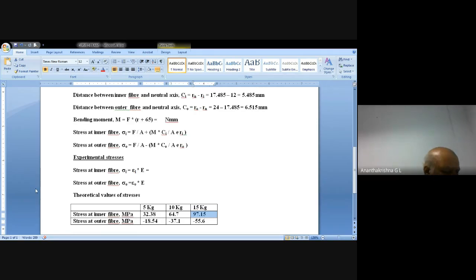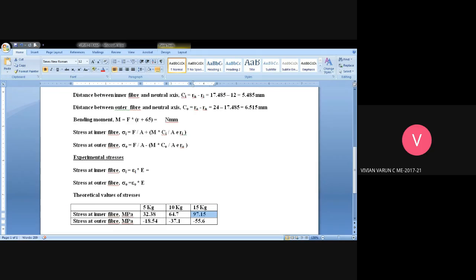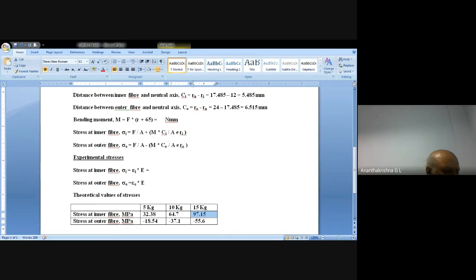Pawan, third batch starts from where? Varun onwards or what? Vidyan Prakash is also in your batch? Yes, sir. I think it starts from Vidyan, sir. Oh, it starts from Vidyan, is it? Okay.